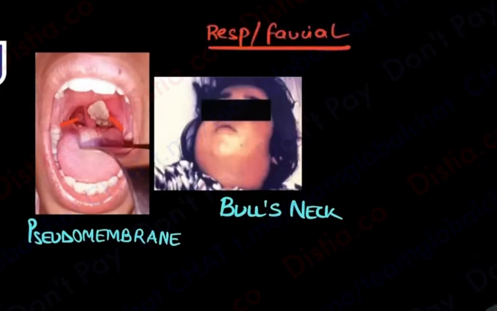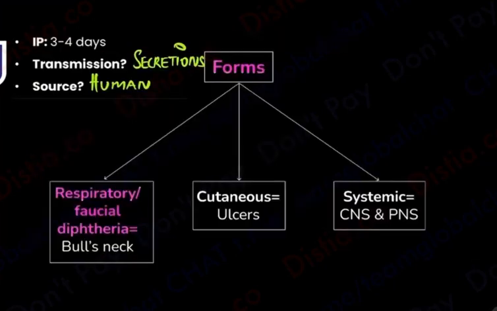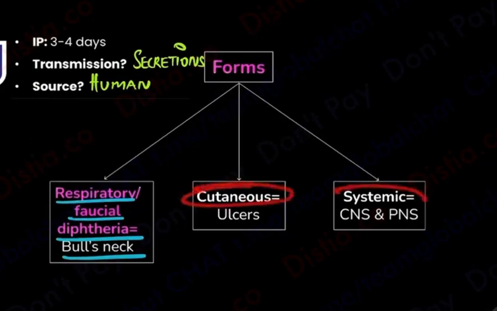What else? The celebrity kid. The kid's picture comes in every GT, every subject-wise test and every main exam also. There are lots of lymph nodes over here. So this is going to result in bull's neck. Remember, these two pictures have come in almost every exam from FMG NEET to INI. Every exam. So pseudomembrane and bull's neck are a part of the respiratory or the faucial diphtheria. That's why bull's neck. Other than that, there is a cutaneous and a systemic form.